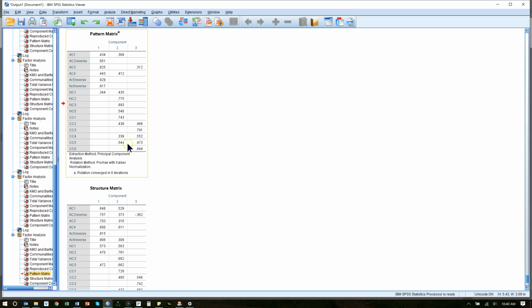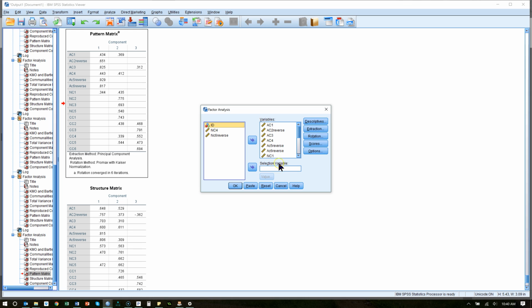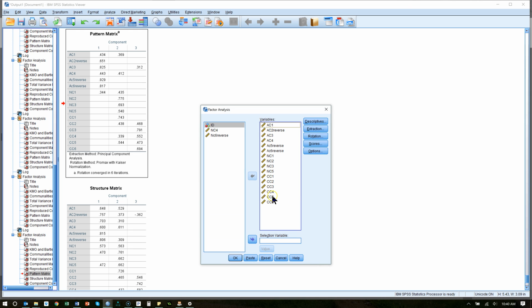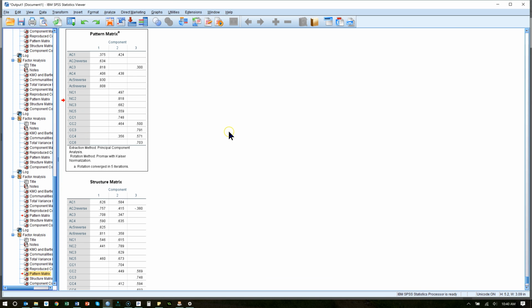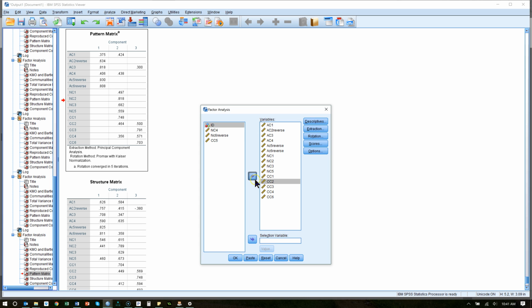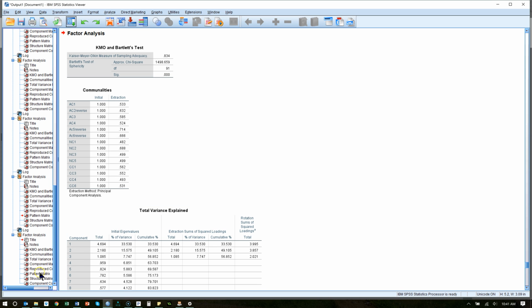Strongest cross-loading right now is CC5. I'm going to take that guy out. CC5. I'm going to make this bigger. There we go. CC5. You're out. Next, get out of the pattern matrix. And next strongest cross-loading is CC2? Yeah, CC2. So you're out. Factor analysis, CC2. Gone. Pattern matrix.